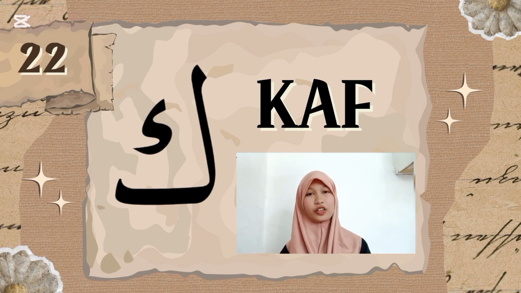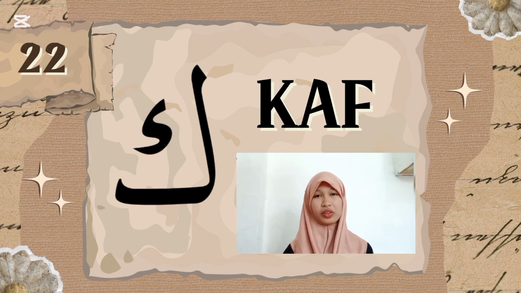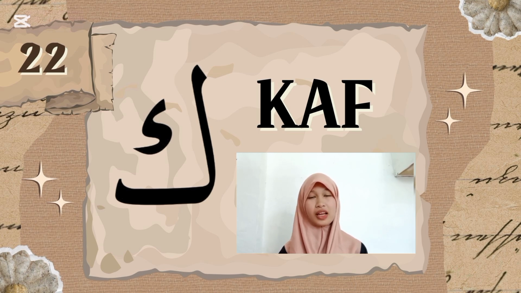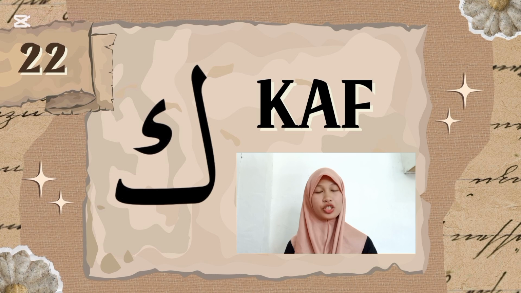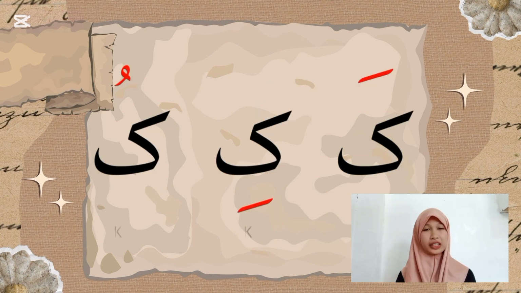We should also notice that when we produce kaf, there is a slight gush of air or breath that is produced along with it, which we call hams. To master the pronunciation, we should practice it with the three different short vowels. When applied with fatha, it will be ka, kasra, ki, dhamma, ku.